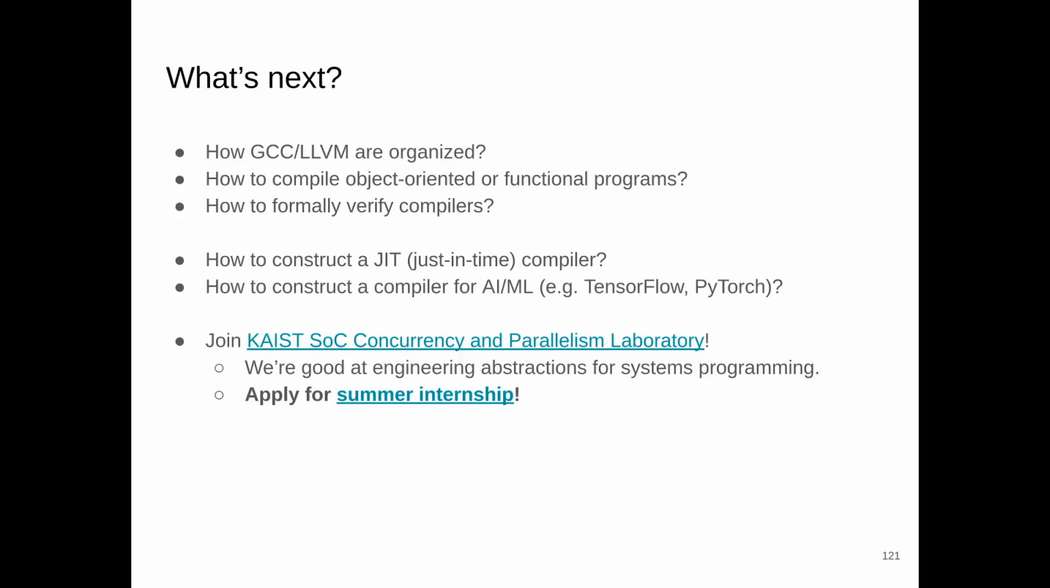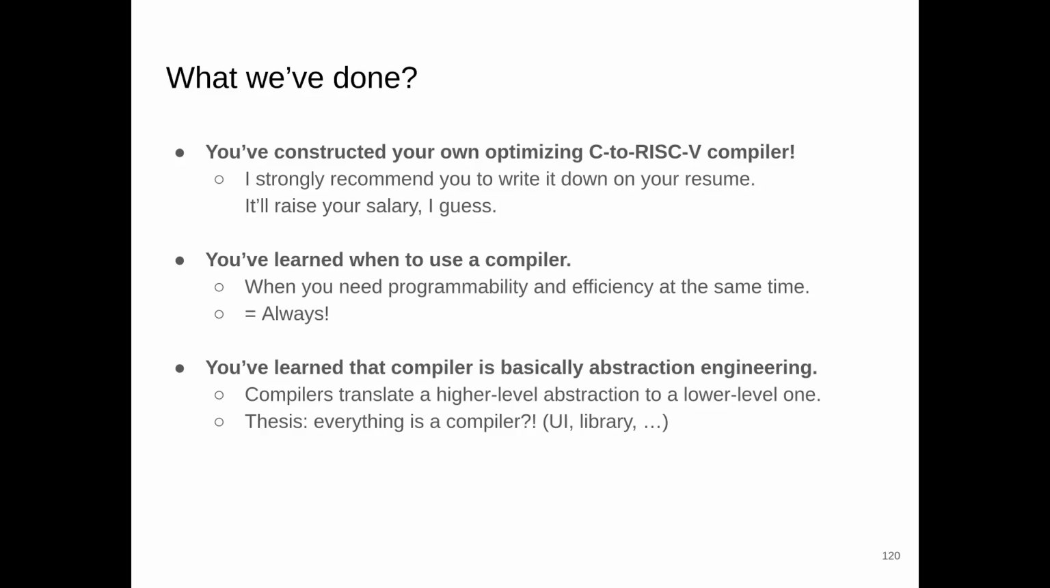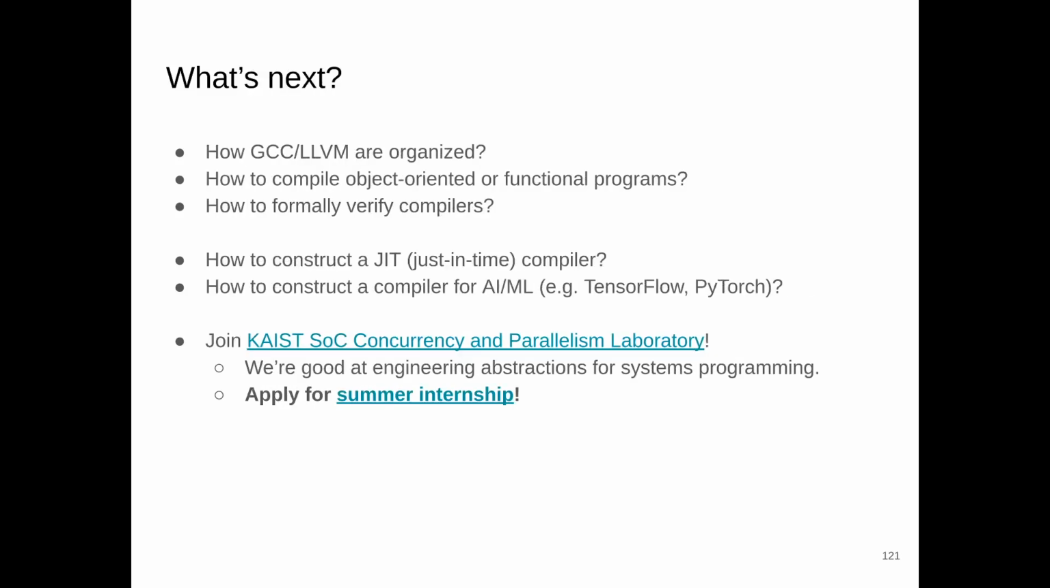Okay, and now lastly, you may want to join my laboratory, the concurrency and parallelism laboratory, and we are trying to optimize the existing concurrent and parallel systems, and at the same time, we want to make sure that they are safe. So we are trying to achieve safety and performance at the same time by understanding the principles of concurrency and parallelism. And in order to do so, we are very good at engineering abstractions for systems programming. So as I said, a compiler is basically abstraction engineering. So from this viewpoint, we are trying to engineer abstractions for systems programming.